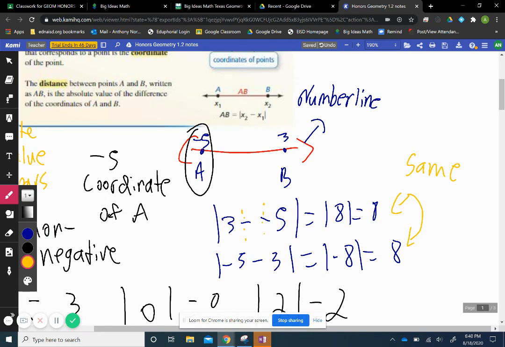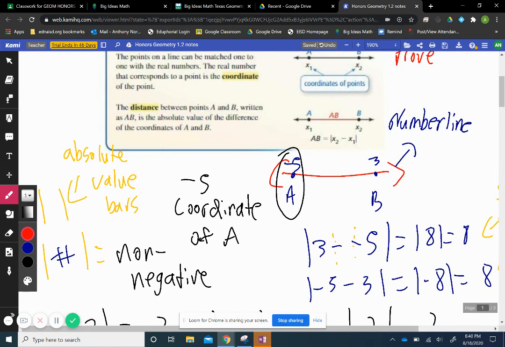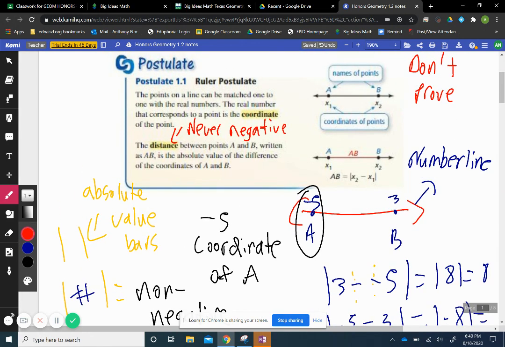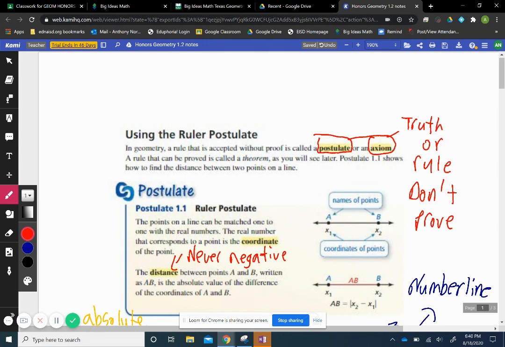This also shows us that distance is never negative. Never negative. You may be thinking, what do you mean? I can go -5 feet. No, you can't. You can go in a negative direction, but you can't go a negative distance.